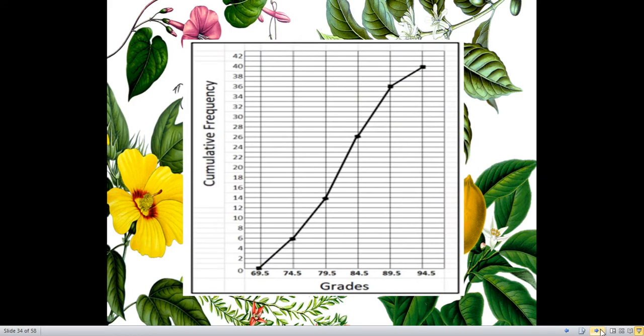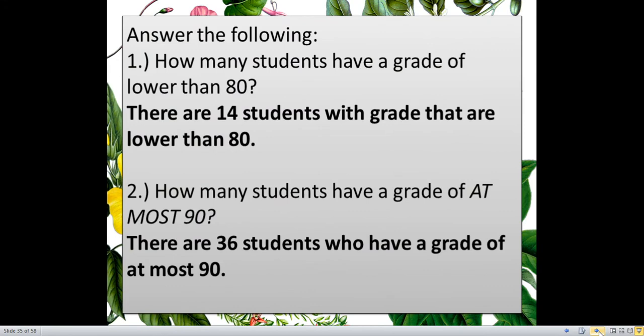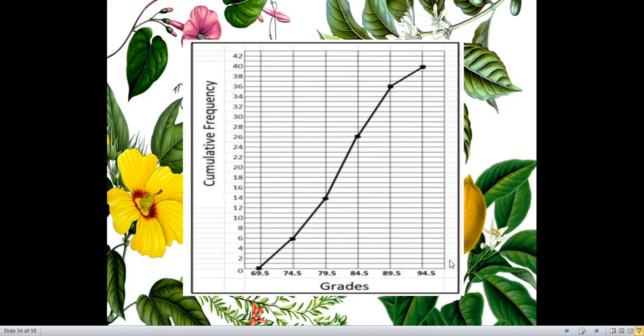Okay, let us try to see the graph. Here it is. So we have 69.5 for the 0, 74.5, 79.5, 84.5, 89.5, and 94.5. So that's how. How many students have a grade lower than 80? Grade lower than 80. That is the 79.5, which is 14.